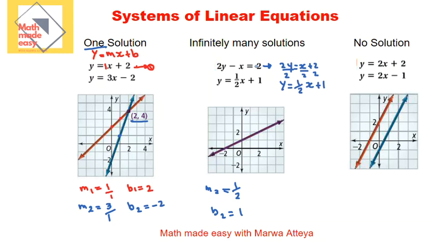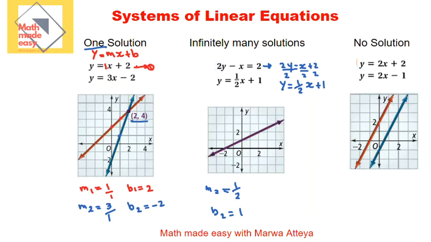So this equation became y equals half x plus 1, which is exactly the same as the first equation. So when you graph both of them, you will end up with the same line, like you will graph the exact same line twice. So this is actually not two different lines. These are two equations of the same line written in two different forms. This is why we say that this system has infinitely many solutions.